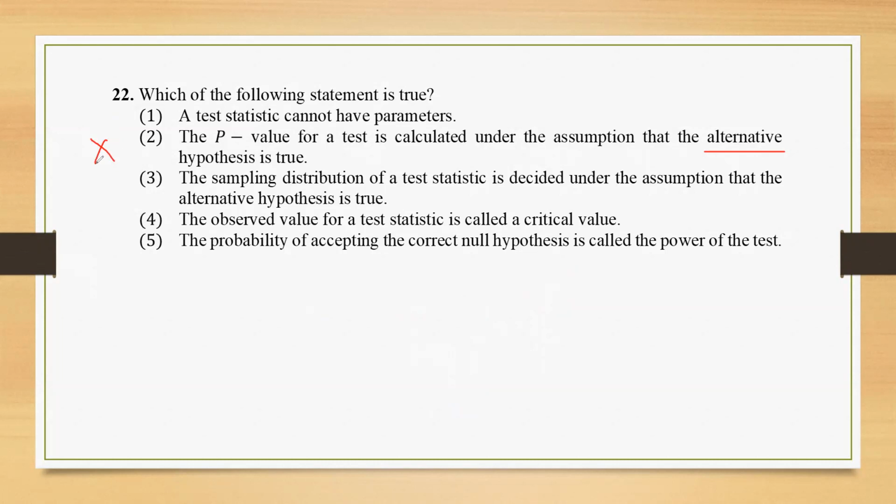The sampling distribution of a test statistic is decided under the assumption that the alternative hypothesis is true. This is also false. Not the alternative hypothesis. Always we make the sampling distribution based on the null hypothesis. Null එක මත තමයි අපි හැමතිස්සෙම sampling distribution එක decide කරන්නේ.